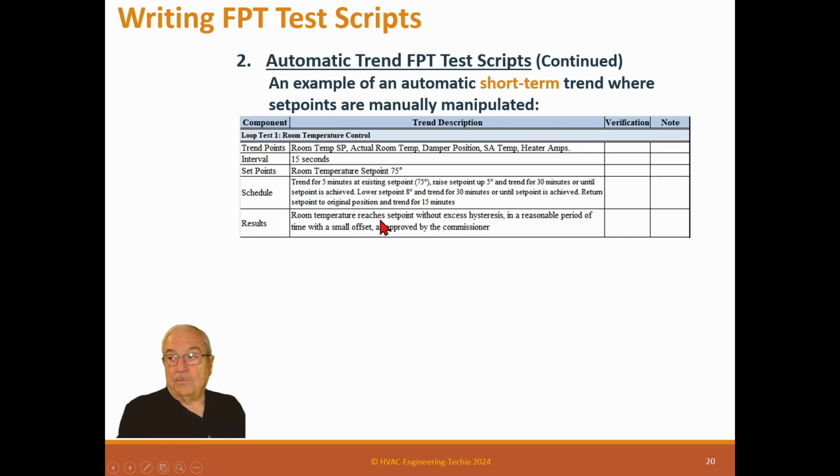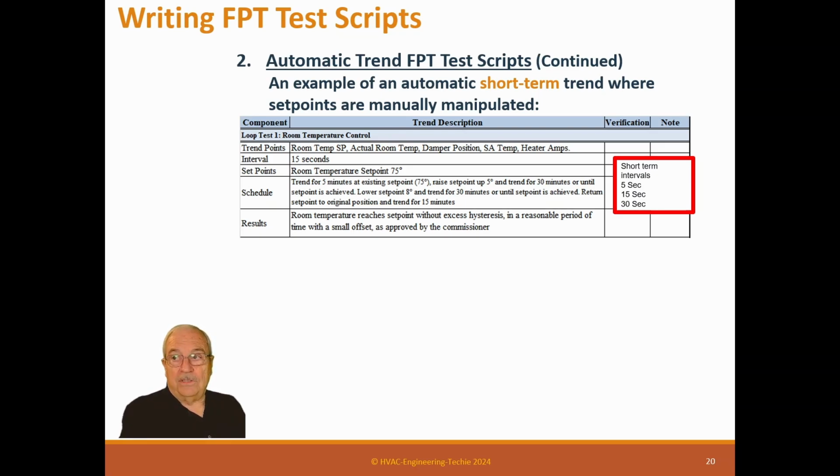The results: room temperature reaches set point without excess hysteresis in a reasonable amount of time and with a small offset, or as approved by the commissioner again. That gives me the authority to actually look at this and tell whether it works or not. Short-term trends are 5 seconds, 15 seconds, 30 seconds. It can be anything. Now, one thing that's really critical is that within this test trend, all of the points have to be trended at the same time.